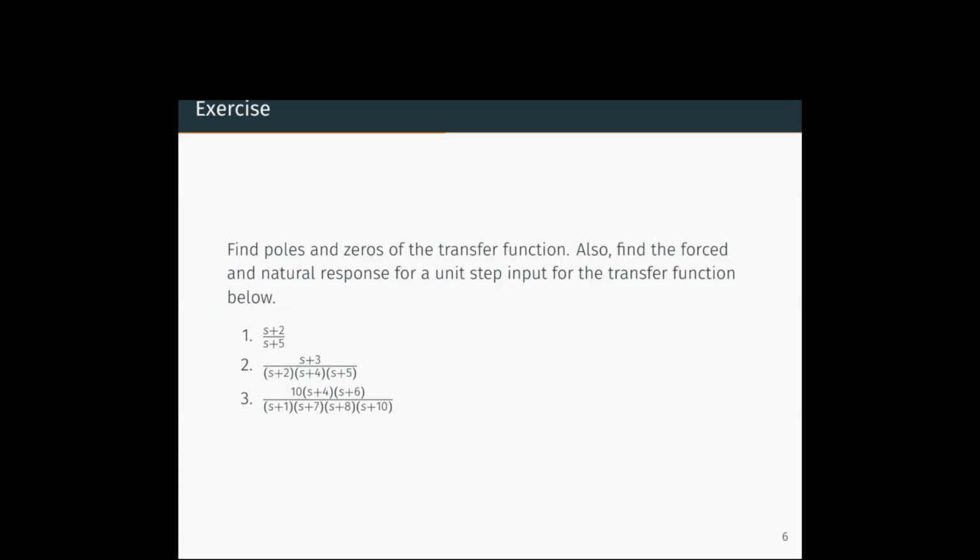Now we will see an example: s plus 2 by s plus 5. The pole of the transfer function is minus 5 because the value of minus 5 will make this transfer function value infinite. And the zero of this transfer function is minus 2 because s equal to minus 2 will make the value of the entire transfer function 0. Those are the pole and zero of the transfer function.